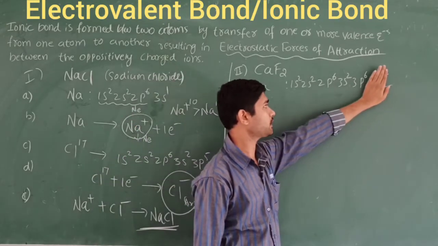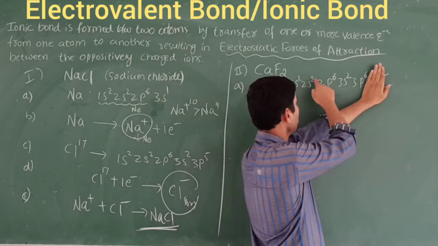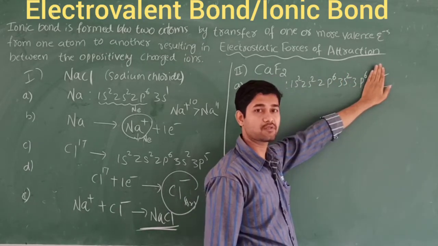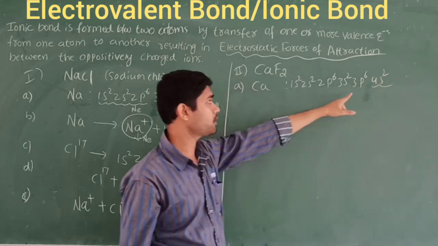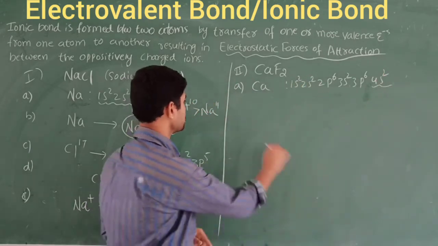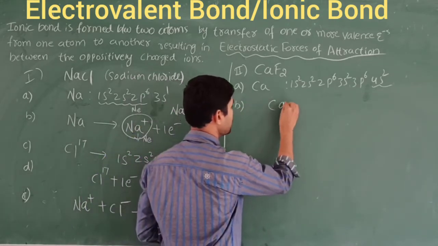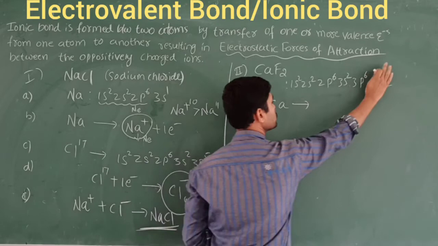After losing these 2 electrons, what does it become? 2 plus 2 is 4, plus 6 is 10, plus 2 is 12, plus 6 is 18. 18's nearest noble gas is what? Argon, right? That's why it is going to readily lose 2 electrons. The second step: calcium is going to lose 2 electrons.